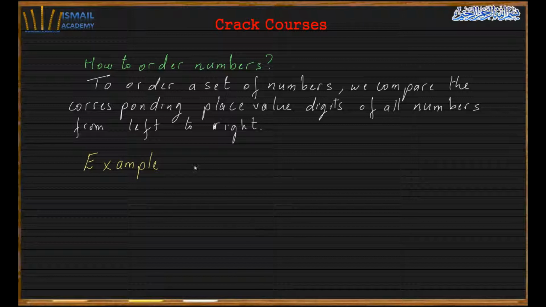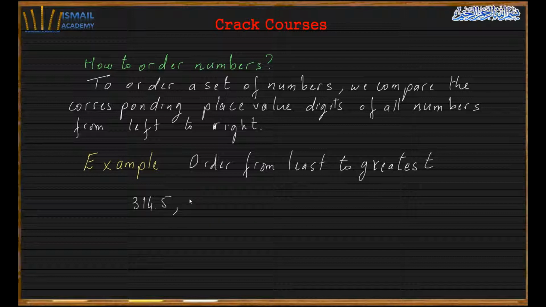Okay, if I want to order from least to greatest, suppose I have this set of numbers: 314.5, 309.2, 217, and 219.9, for example. I just pick four, it can be five, it can be any set of numbers.